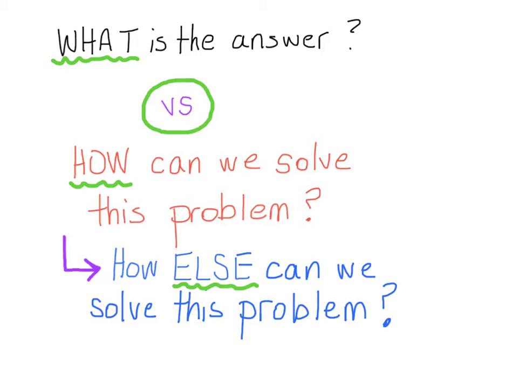Different types of questions are going to elicit different results. Oftentimes we as educators ask our students, what is the answer? However, a different set of questions is going to drive a different type of learning. Asking, how can we solve this problem, will elicit one solution. To say, how else can we solve this problem, can elaborate on the methods of the solution and give students further tools for future problem solving.